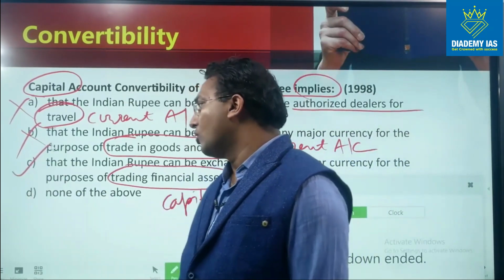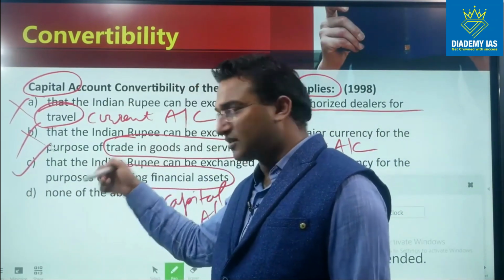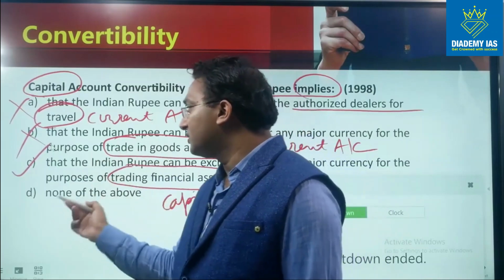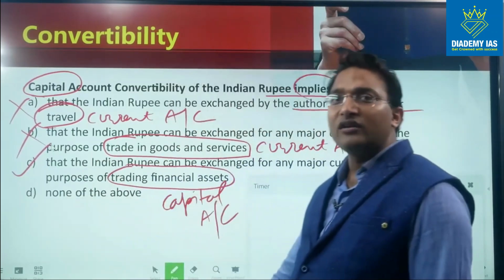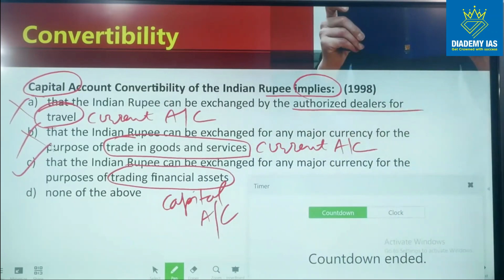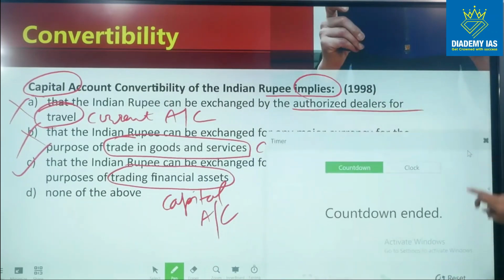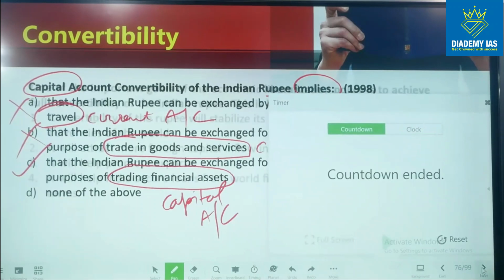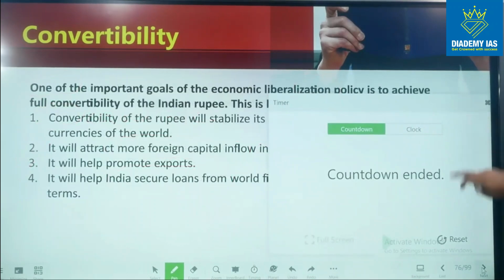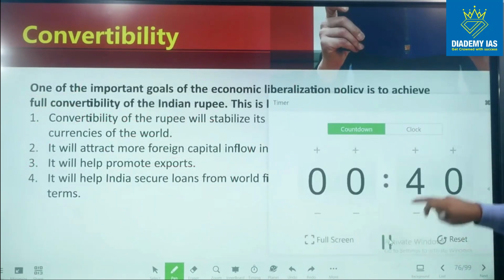So option C is correct. None of the above is not required. So answer in this case is option C. So this is how you can derive the answer. Next question. The time starts now.